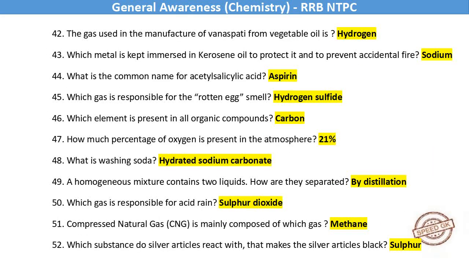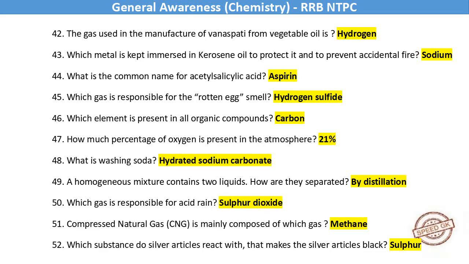The gas used in the manufacture of vanaspati from vegetable oil is hydrogen. Which metal is kept immersed in kerosene oil to protect it and to prevent accidental fire? Sodium. What is the common name for acetylsalicylic acid? Aspirin. Which gas is responsible for the rotten egg smell?